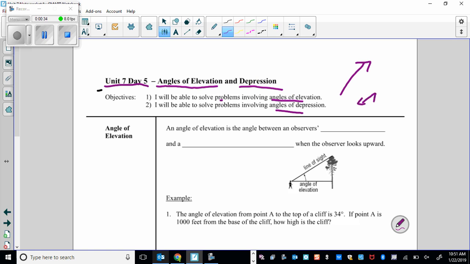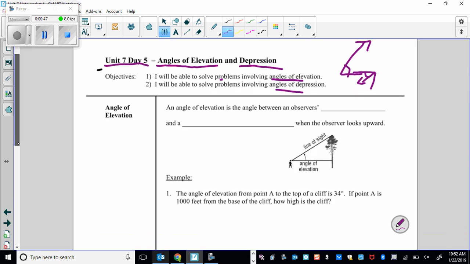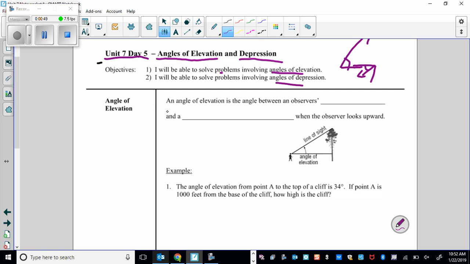And the angle being created here is what we're talking about. When we're talking about elevation, this is the angle we're talking about. So I will explain that in detail as we go through the problem. So the first one is angle of elevation.